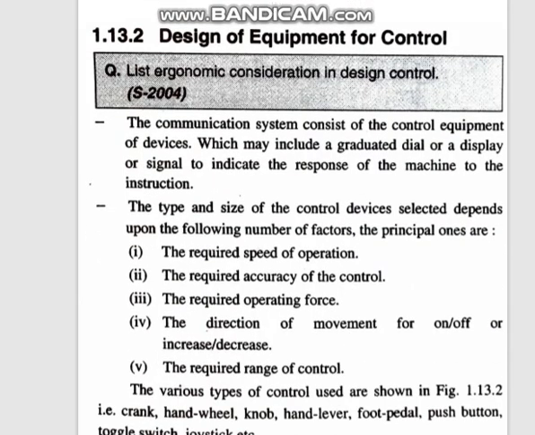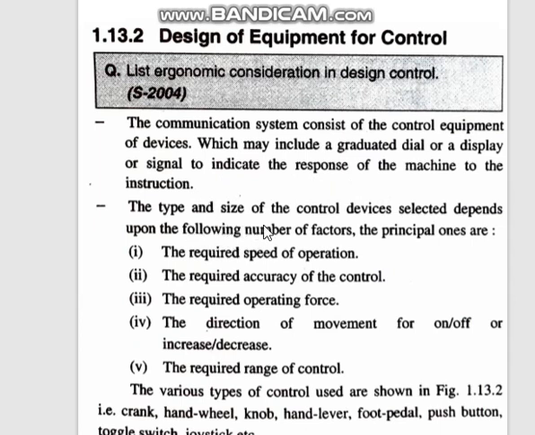Okay, next we will see design of equipment for control. When we are designing the various equipment for controlling the machines, we have to design in such a way that they follow ergonomic considerations. Suppose a graduated dial. Graduated dial means a dial in which numbers are written, some markings are there. Or a display, that means that which shows some signals. Or a signal to indicate the response of the machine to instruction.